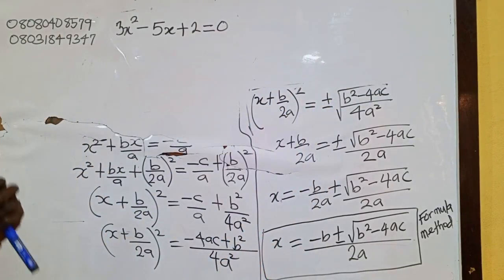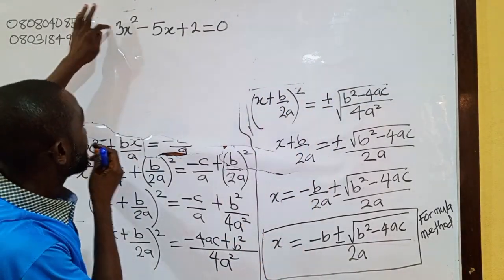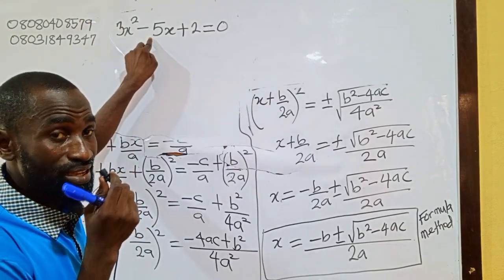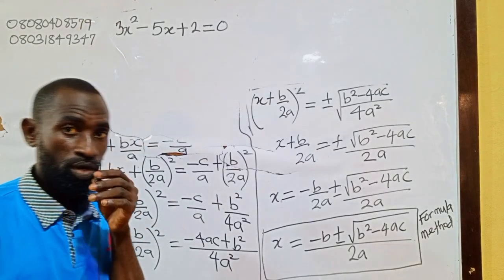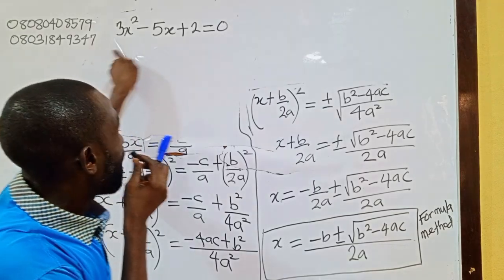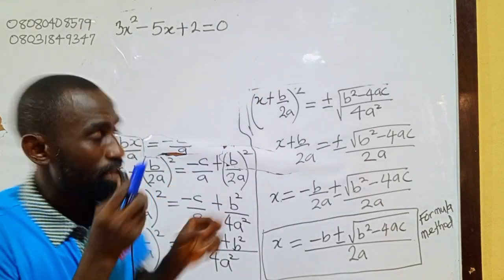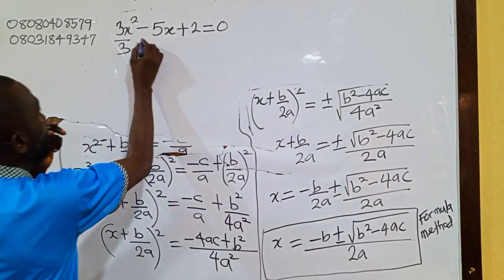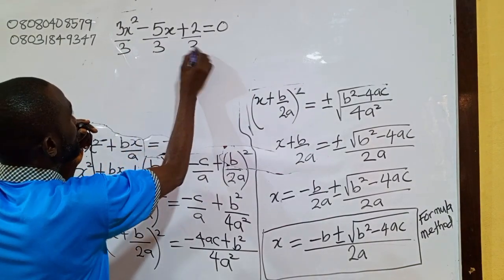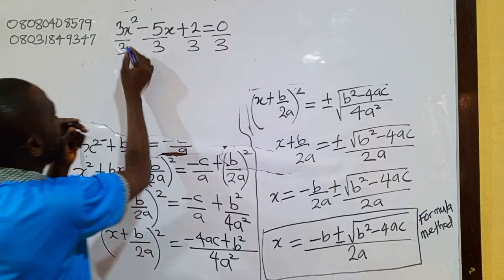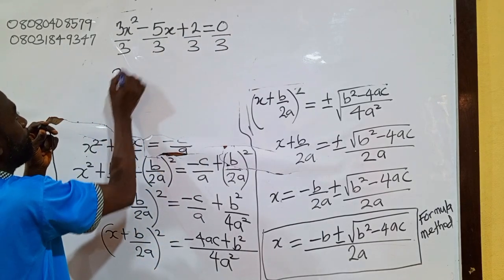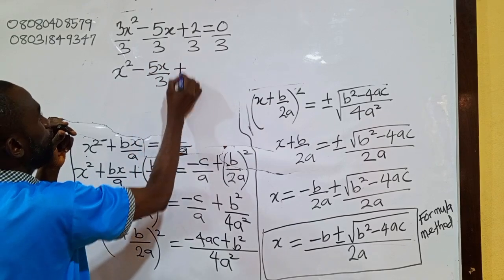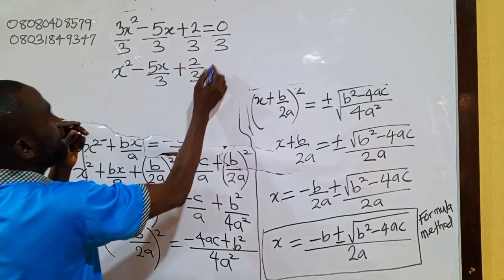So what's the first thing? What is the coefficient of x squared here? 3. What is the coefficient of x? Minus 5 with the sign. What is the constant? Plus 2. The first step is I will divide through by the coefficient of x squared, which is 3. So divide by 3, by 3, by 3. 3 will cancel out 3. We have what here? x squared minus 5x over 3 plus 2 all over 3 equals to what now?